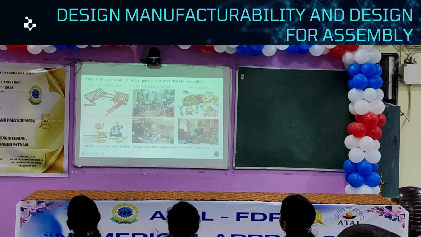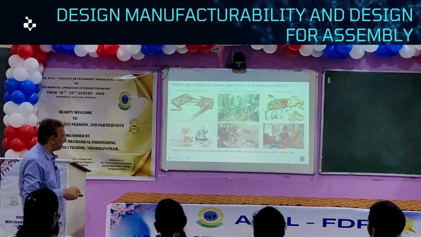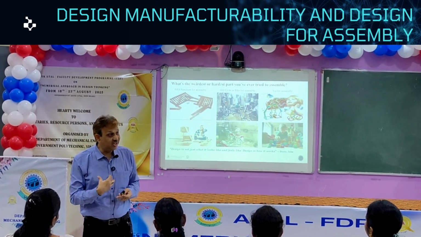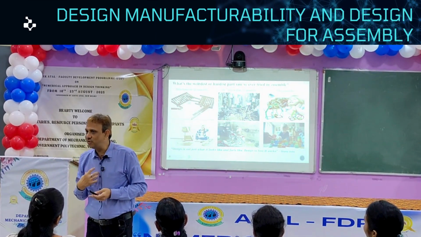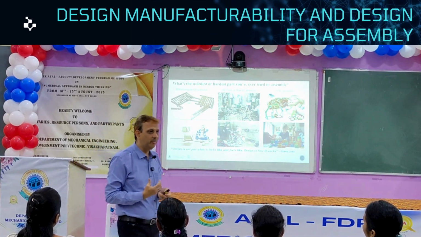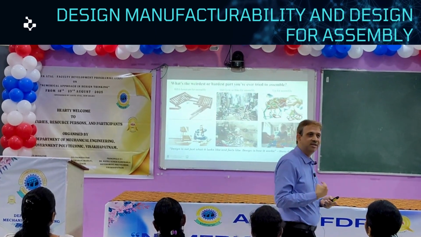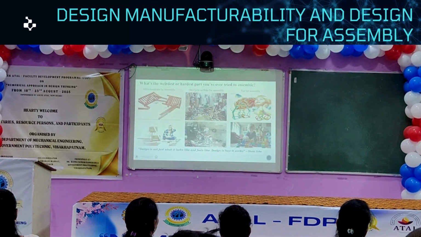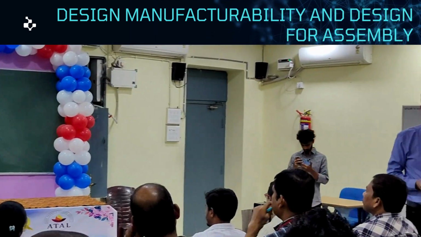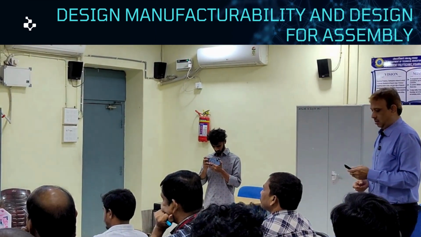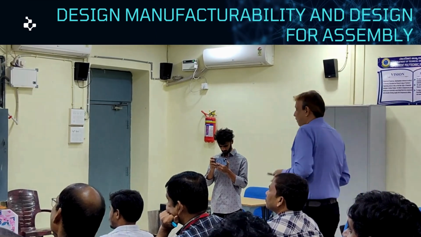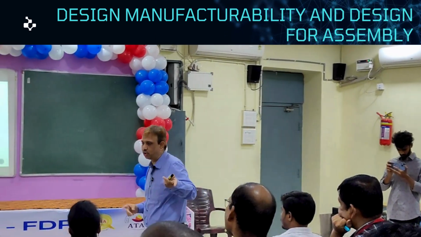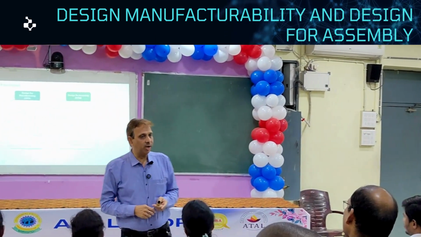Now, the point of what I am trying to do here is design it not just for what it looks like, but for how it feels. How a person feels about it, or how the customer is feeling about the product or the design. Moving on, what we are looking at is two aspects. One is design for manufacturing, and another one is design for assembly.